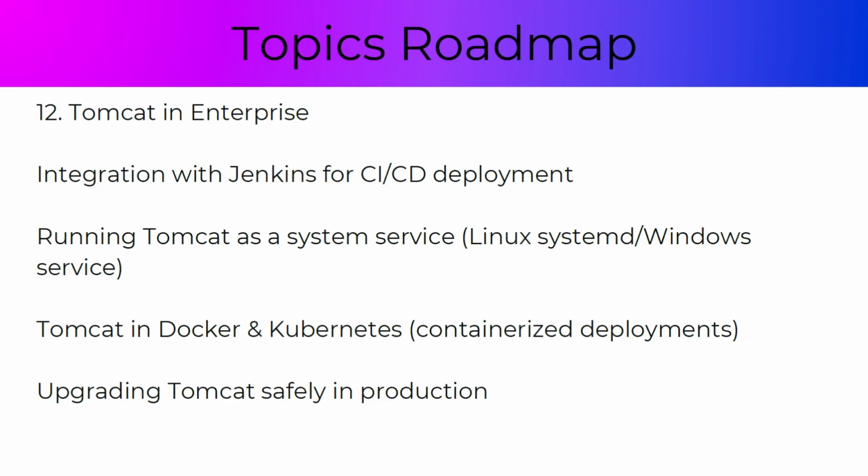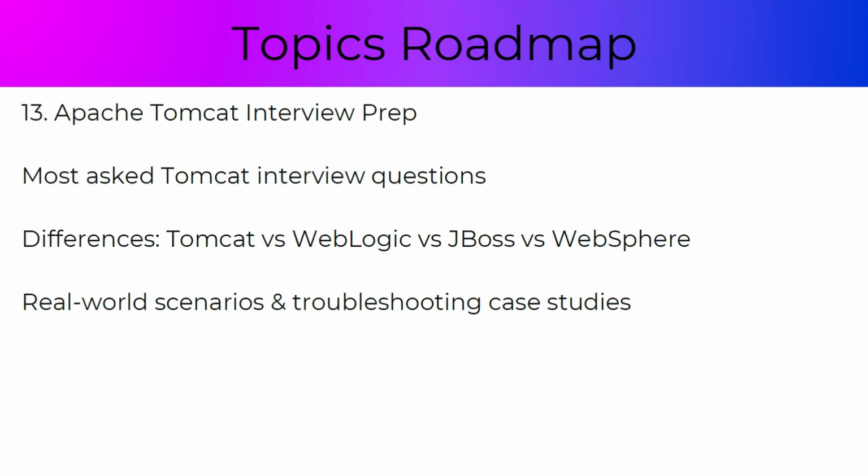12th topic will be Tomcat in enterprise. Here we will learn integration with Jenkins for CI/CD deployment, running Tomcat as a system service, Tomcat in Docker and Kubernetes, upgrading Tomcat safely in production.